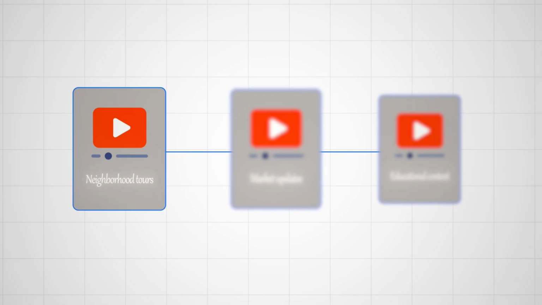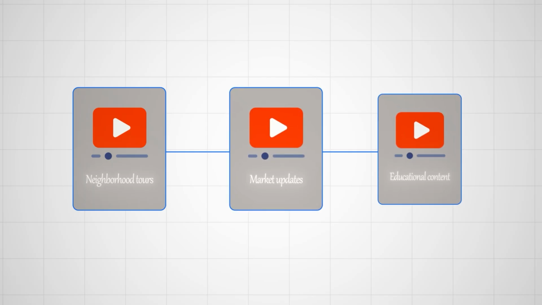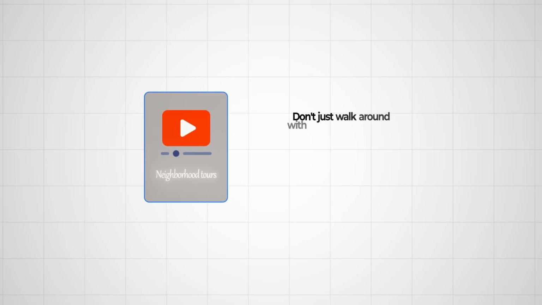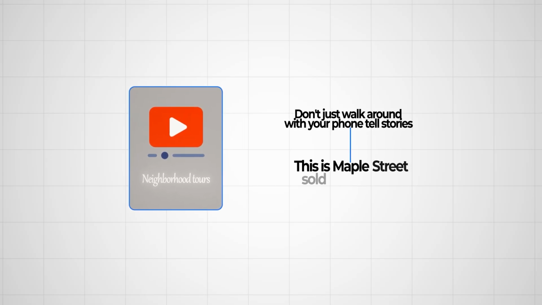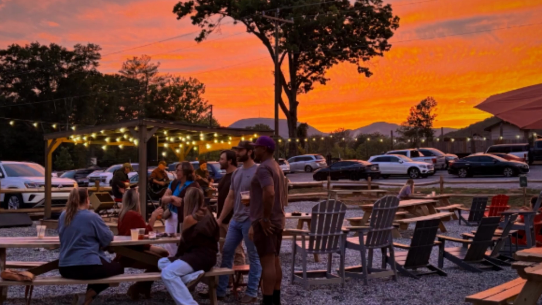You're going to want to create 3 types of content consistently: neighborhood tours, market updates, and educational content for your specific area. For neighborhood tours, don't just walk around with your phone. Tell stories. "This is Maple Street, where the Johnson family just sold for over $50,000 over asking because of this one feature that most buyers miss." Show the coffee shops where the locals hang out, the school ratings, the hidden gems, the stuff that you know that other people don't.